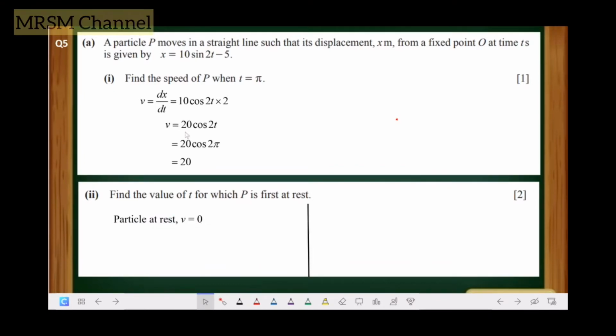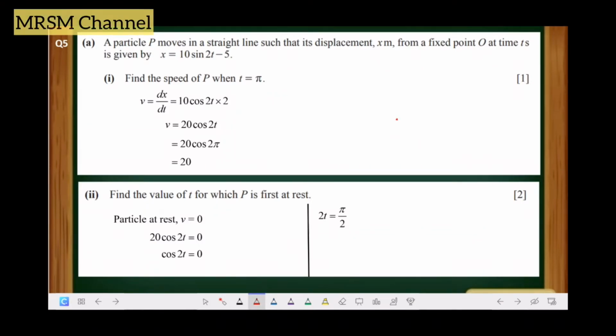So what is your V? V is 20 cos 2t. So this is equal to 0. So therefore cos 2t is equal to 0. Okay, cos 2t is equal to 0. So kita nak cari sekarang ni 2t tu berapa. Okay. Alright, so shift cos dalam calculator 0, so you will get 2t is equal to pi over 2.